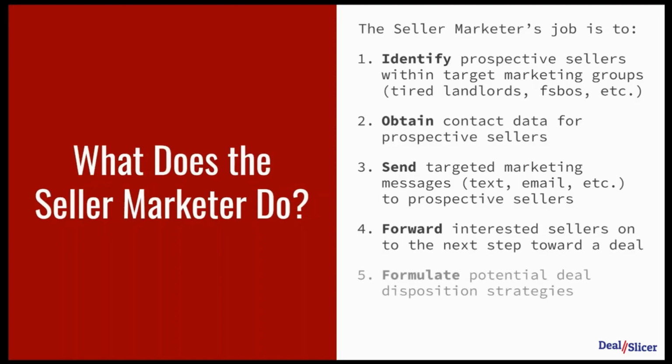And does it again. But before they do that, they are responsible for formulating potential deal disposition strategies. And we'll talk about some examples of that. But the deal disposition strategy is specifically, if someone buys this seller's property, their house, what are they going to do with it? What does it make sense for someone to do with it if they were to buy it? And that's a critical part of deciding whether or not you want to buy someone's property, is to figure out, well, if I bought it, what would I do with it?